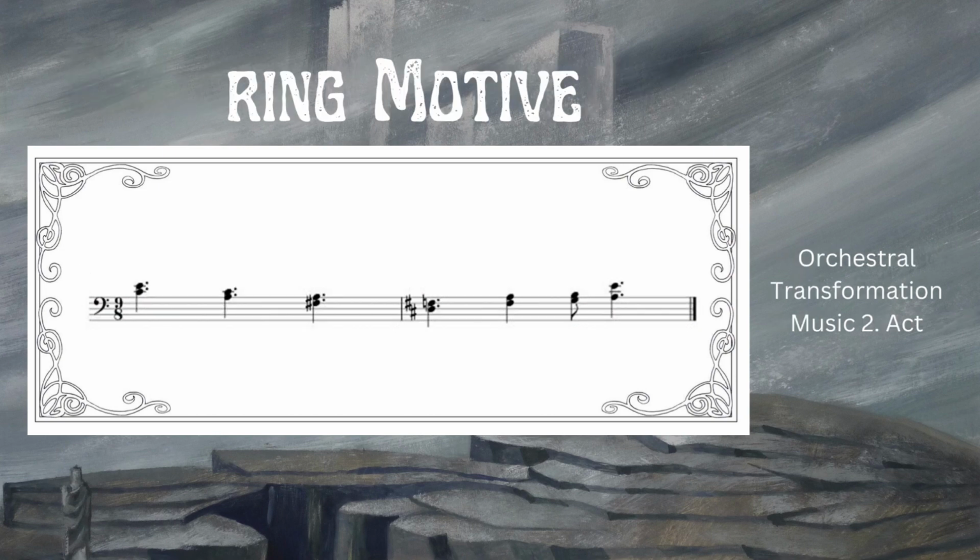In the transformation music of the first to the second scene, Wagner takes the listener from the banks of the Rhine to the mountain peaks of the gods. In this onomatopoeic interlude we hear another important motif, the ring motif.